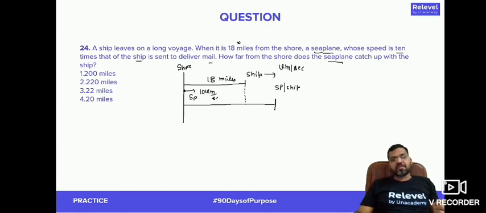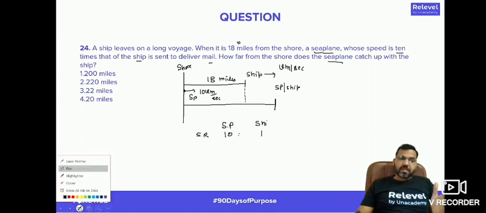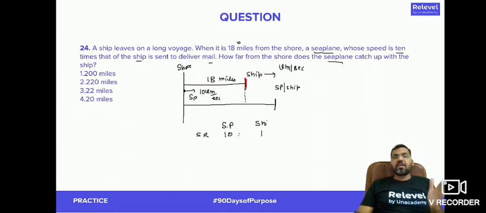It's 10 times. Now you see that the speed ratio between seaplane and ship is of 10 ratio. That's the speed ratio. Now, because from this point onward, when the ship is 18 miles from the shore, from this point onward, the time to reach at this point for seaplane as well as ship, right? This point, this is just a parallel line that I have drawn. So this is the point where seaplane and ship will be together, right?